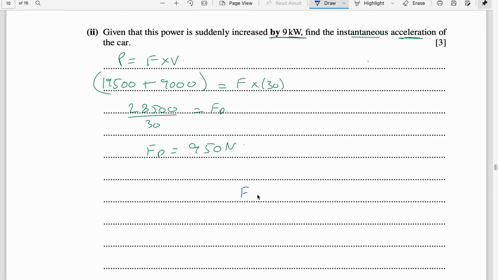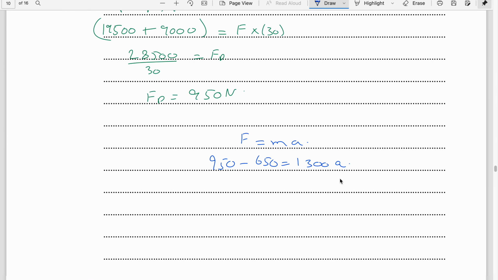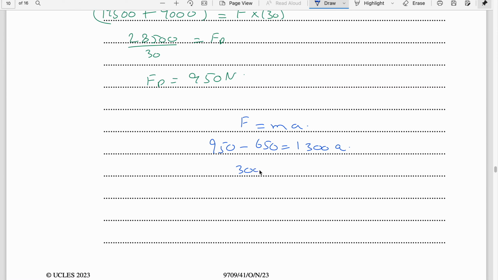This is F equals ma, net force, that is forward driving force minus the resistive force, equals mass 1300 times acceleration. So this is 300 by 1300 equals acceleration. Acceleration equals 3 by 13, or approximately 0.231 meters per second squared.